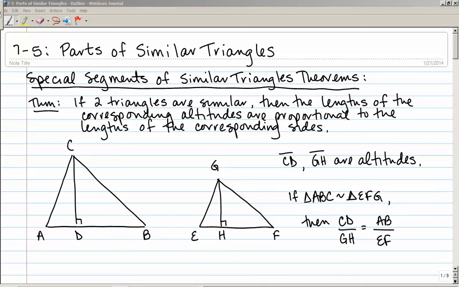This theorem says that if these two triangles are similar to each other, then altitude over altitude equals side over side. So CD over GH is equal to AB over EF. You could also write it, and you'll get the same cross product, CD over AB is equal to GH over EF. So if two triangles are similar, then their altitudes are proportional to corresponding sides.